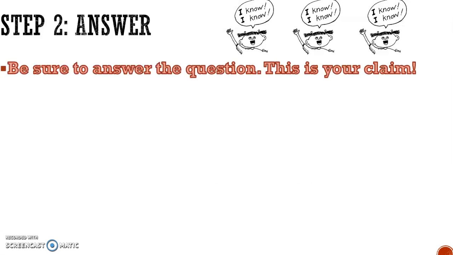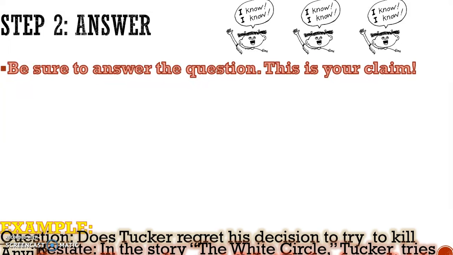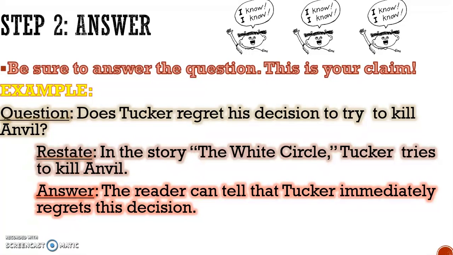Be sure to answer the question. It is your claim. That is what you're trying to prove. So let's go back to my example. Does Tucker regret his decision to try to kill Anvil? I've already restated. Now I would add my answer. The reader can tell that Tucker immediately regrets his decision. So I'm letting the reader know that yes, Tucker regrets his decision. I've restated and I've answered.